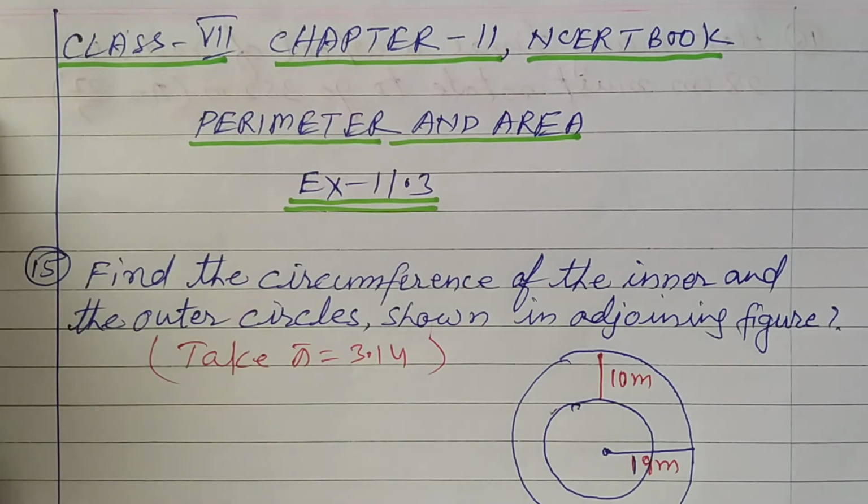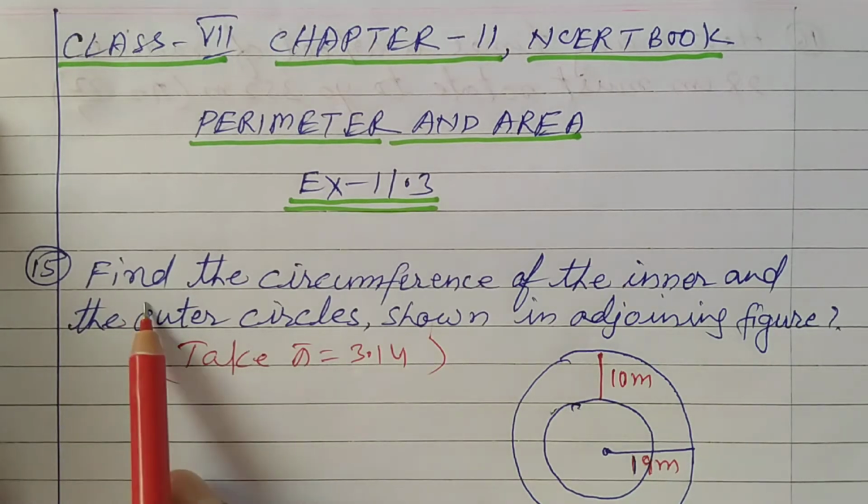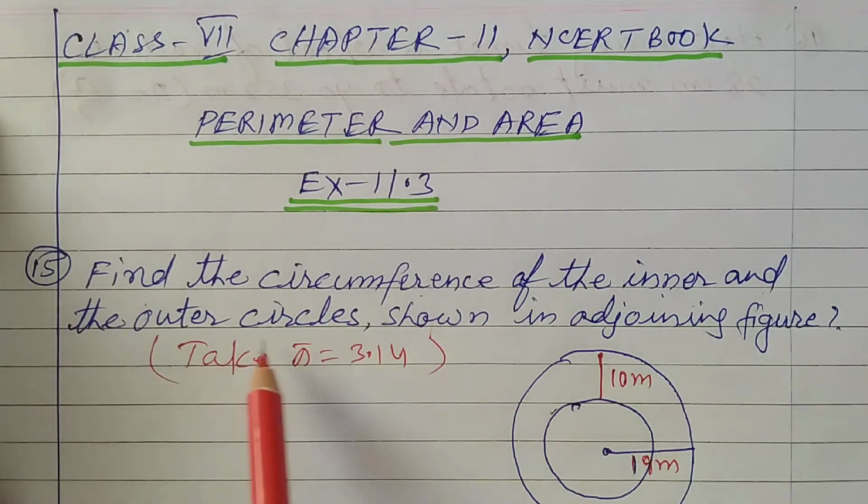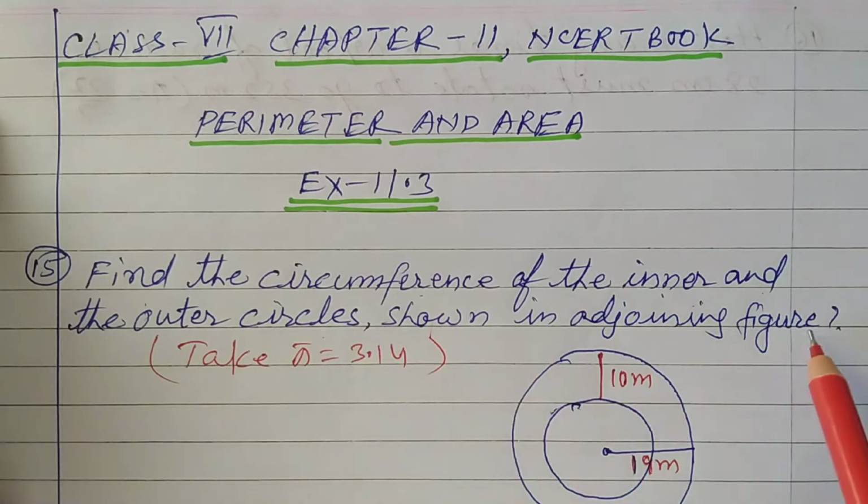Today's topic is Perimeter and Area, chapter 11 from NCERT book. Exercise 11.3, I am going to explain you from question number 15. In today's video I am going to explain you question number 15, 16 and 17. First I am going to explain you question number 15. Find the circumference of the inner and the outer circles shown in the adjoining figure.